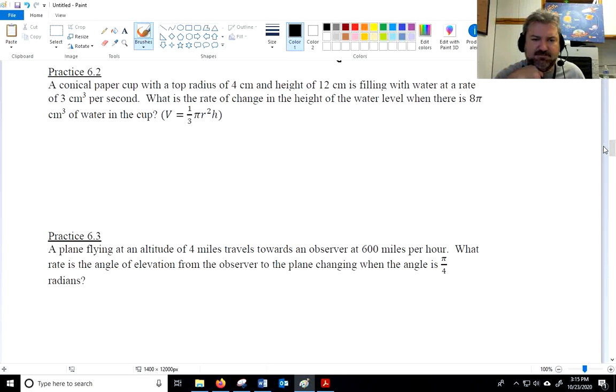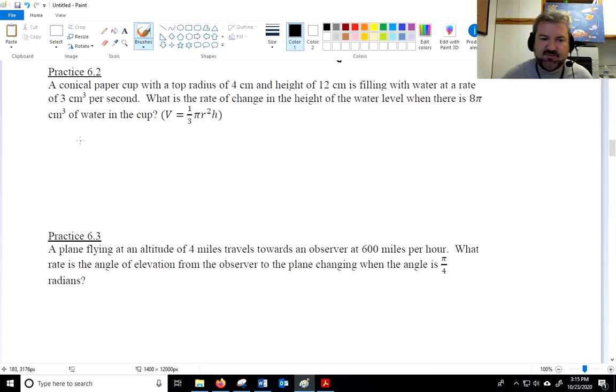A conical paper cup with a top radius of 4 centimeters and a height of 12 centimeters is filling with water at a rate of 3 centimeters cubed per second. What is the rate of change in the height of the water level when there is 8 pi cubic centimeters of water in the cup?